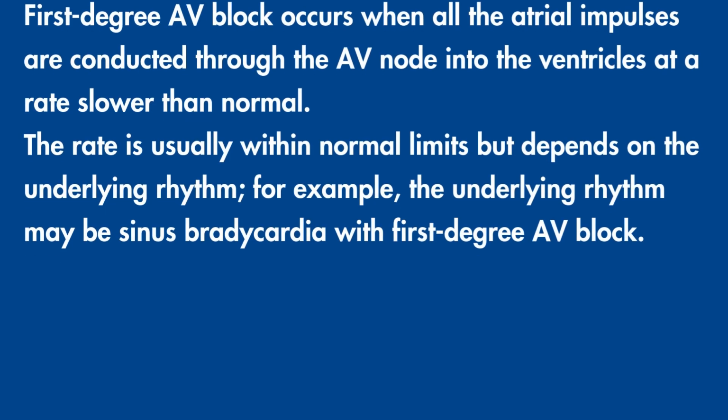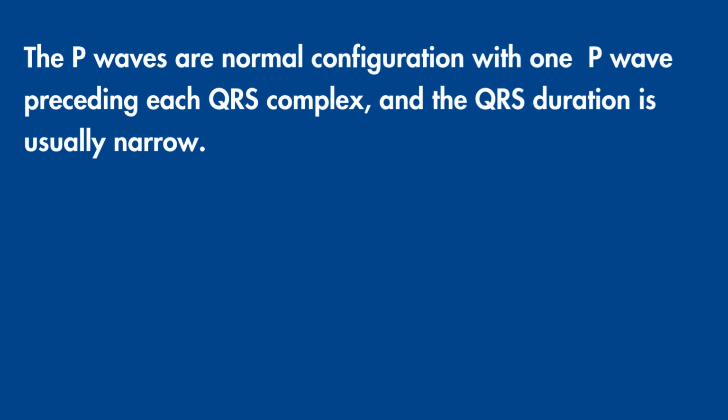First-degree AV block occurs when all the atrial impulses are conducted through the AV node into the ventricles at a rate slower than normal. The rate is usually within normal limits but depends on the underlying rhythm. For example, the underlying rhythm may be sinus bradycardia with first-degree AV block. The rhythm is regular. The P waves are of normal configuration with one P wave preceding each QRS complex, and the QRS duration is usually narrow.